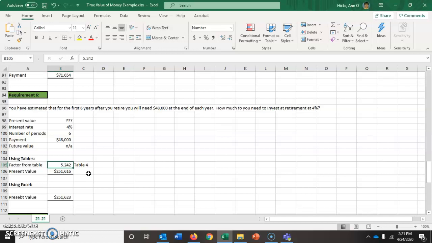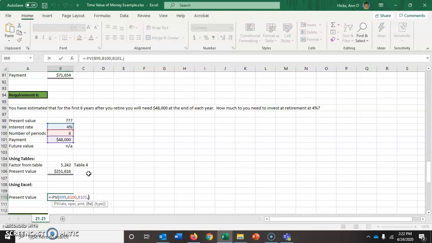We will again go to table 4, which is the present value of an annuity. The factor at the intersection of 4% and 6 periods is 5.242. And we multiply that by our payment, and that gives us a present value of $251,616. Then again, we're solving for the present value, so we will use the present value formula, fill in the rate, the number of periods, and the payment. In this case, we have no future value, and we get something very close.